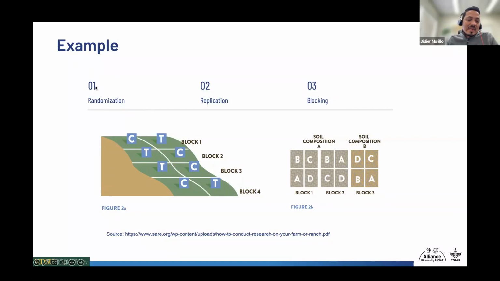For example, let's say we have this field. This is the right way to allocate the blocks, where we can see that the C and the T are randomized. They are not in the same position in the blocks. We are applying randomization, blocking, and also the best way to allocate the blocks.